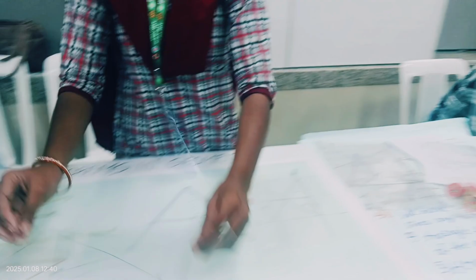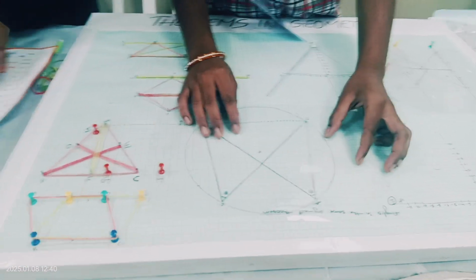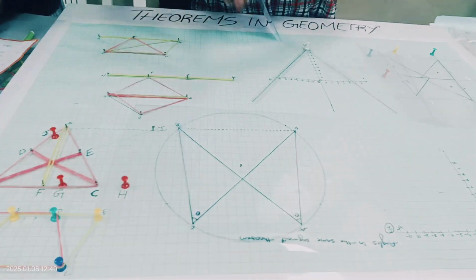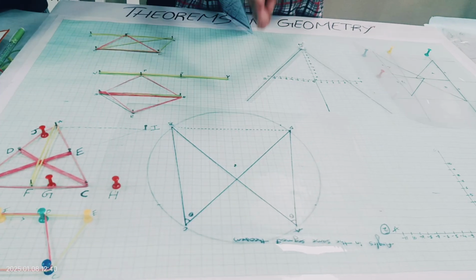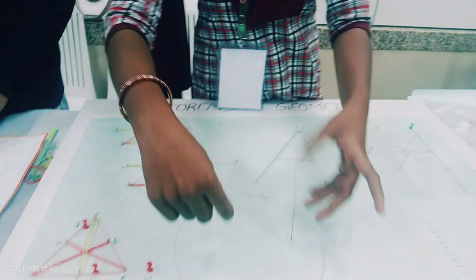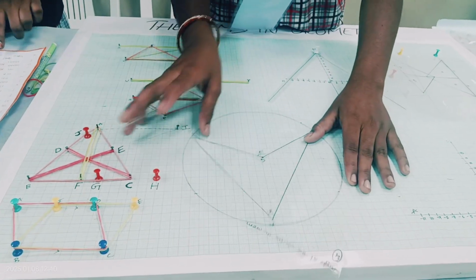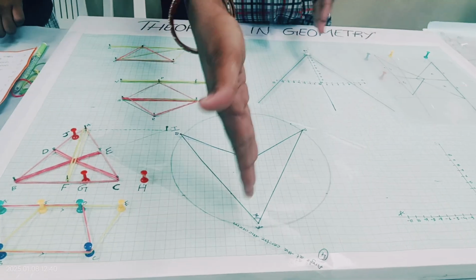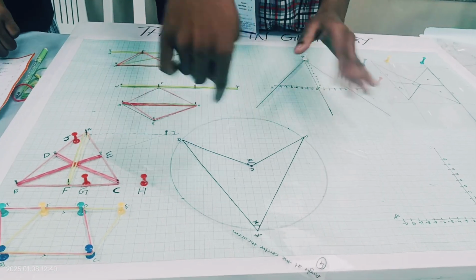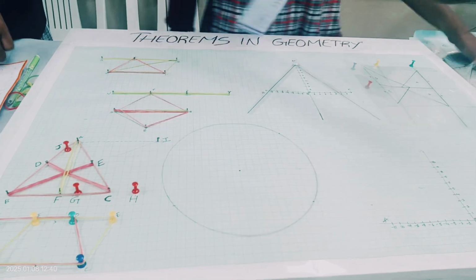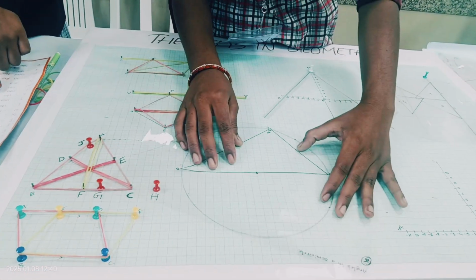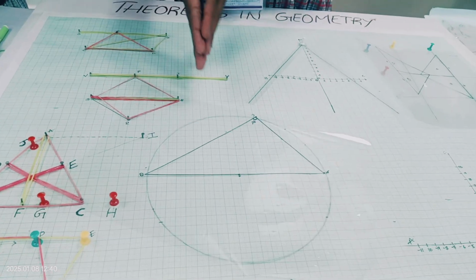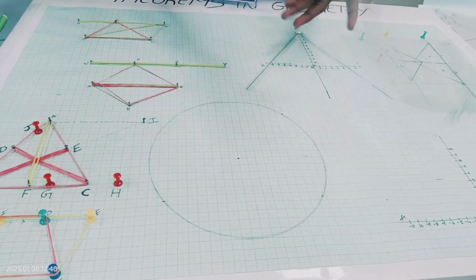And another one is angles in the same segment. Angle C equals angle B because of the same segment. Angle A equals angle D because of the same segment. This is called the angles in the same segment theorem. Another one is the angle at the center theorem: the angle at the center is twice the angle at the circumference. This is called the angle at the center theorem. And also angles in a semicircle: any angle in a semicircle is exactly 90 degrees. This is called angles in a semicircle.